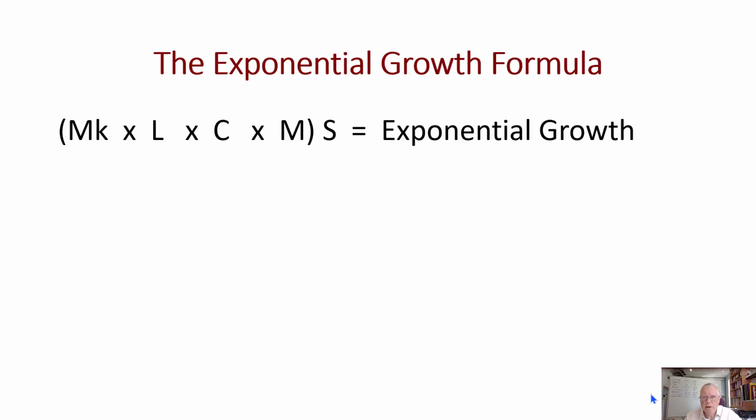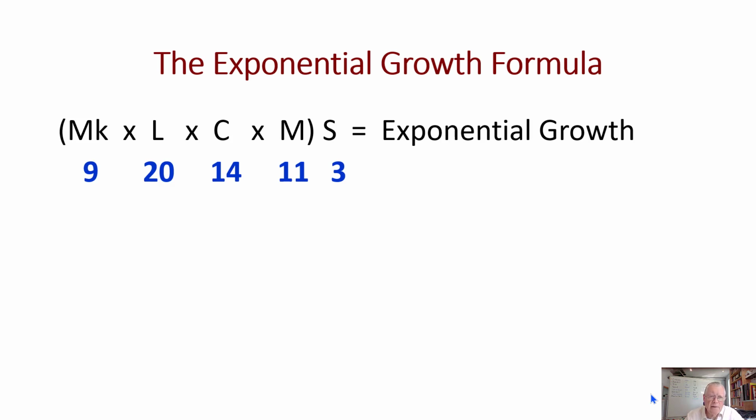Hello, I'd like to talk about what I call the exponential growth formula, which is a scientific formula which applies to any business, and if you follow this formula you will have multiple or exponential growth. The symbol MK stands for making sure your marketing is right, and the number 9 says there are 9 key elements you need to include in all your marketing.